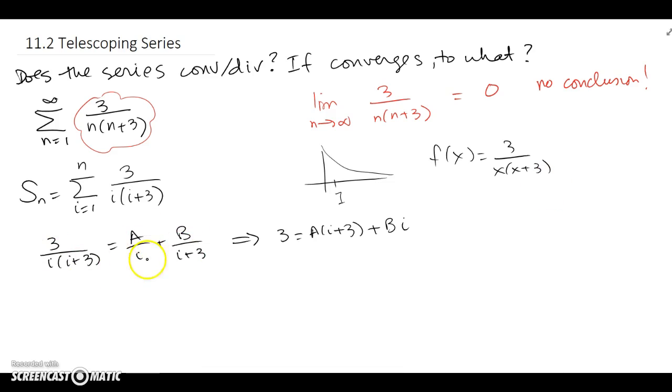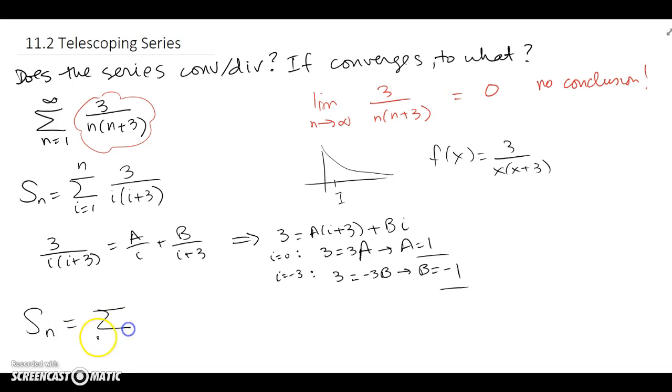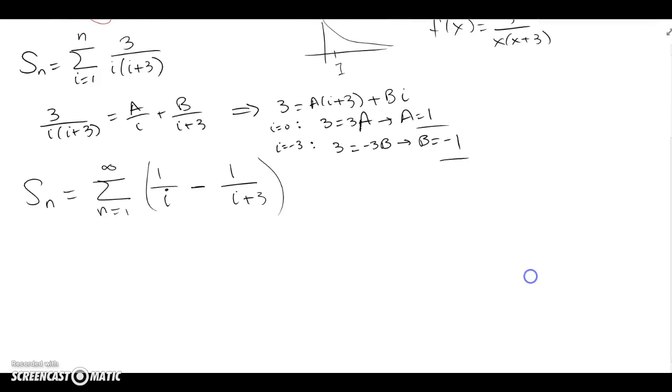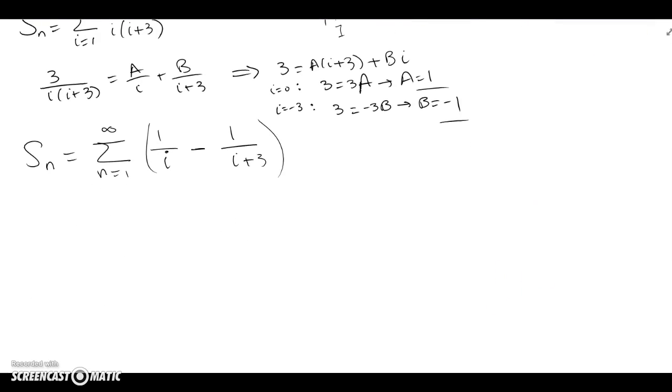So we break it up into A over i plus B over i plus 3, clear the fractions, and then try to figure out what A and B should be. So once we do the analysis, we see that A is 1 and B is -1. So the nth partial sum can be broken into a difference of these two terms, 1 over i minus 1 over i plus 3. So now I can go ahead and open this partial sum.